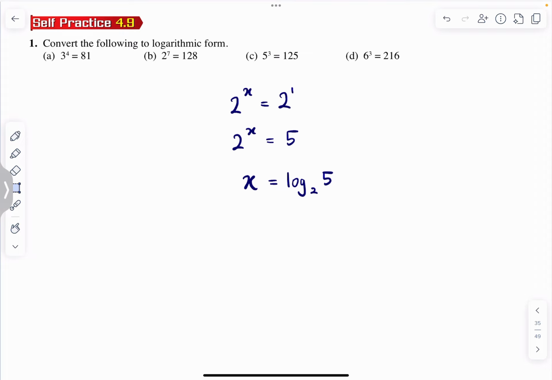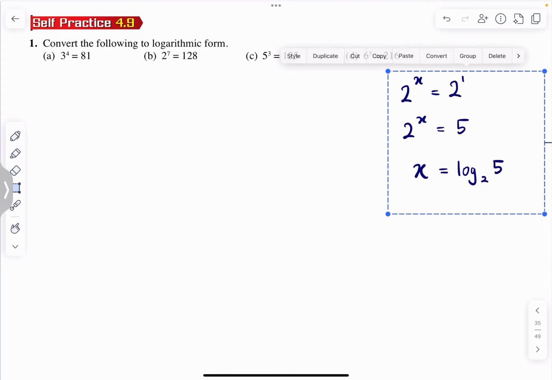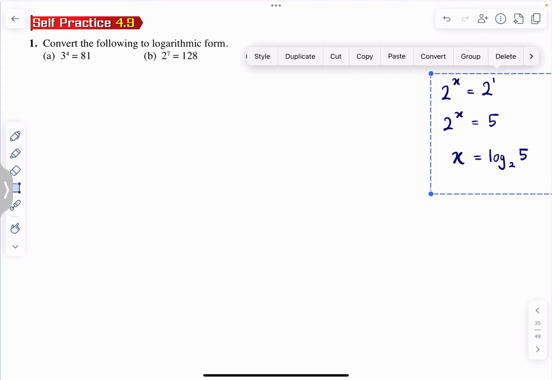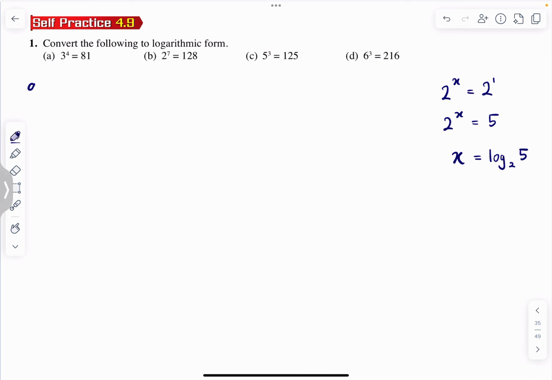Right. Let's look at how to convert all these into logarithmic form. A. 3 power 4 is 81. So 3 we bring there, it becomes log 3 81. And of course 4 comes down now, becomes the subject.